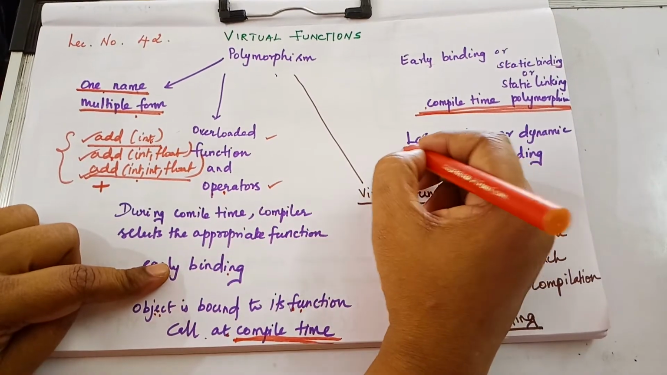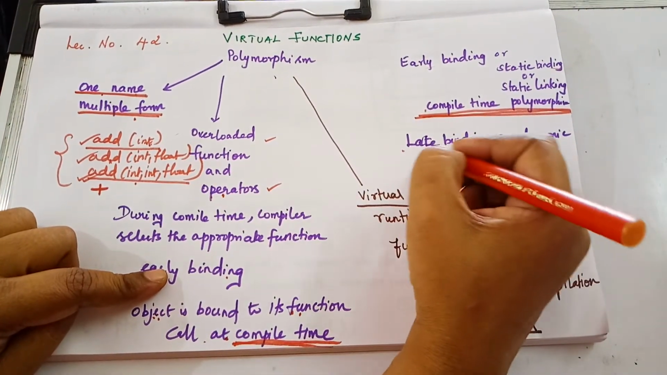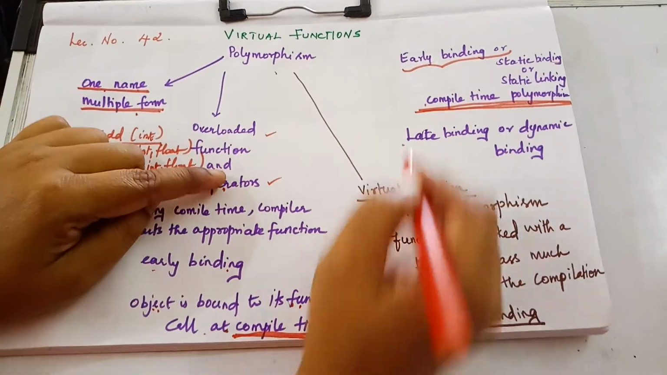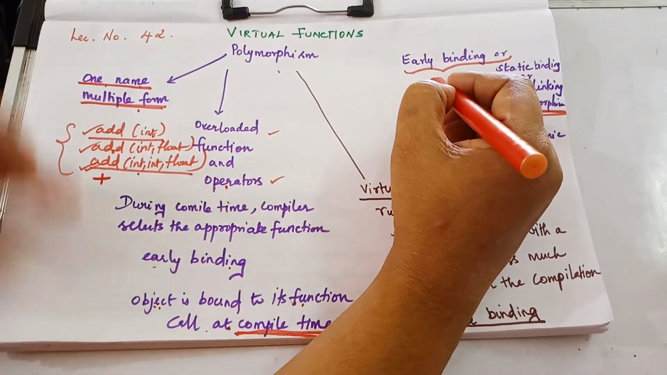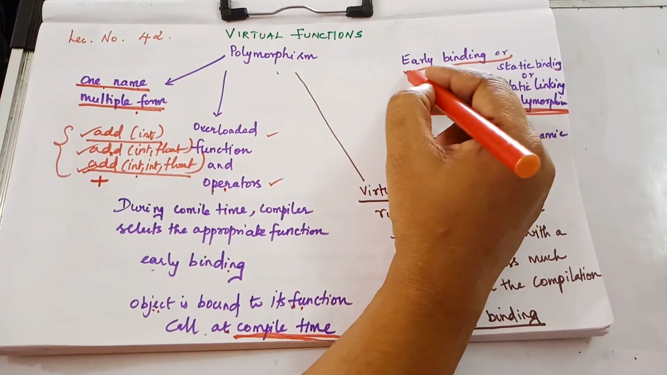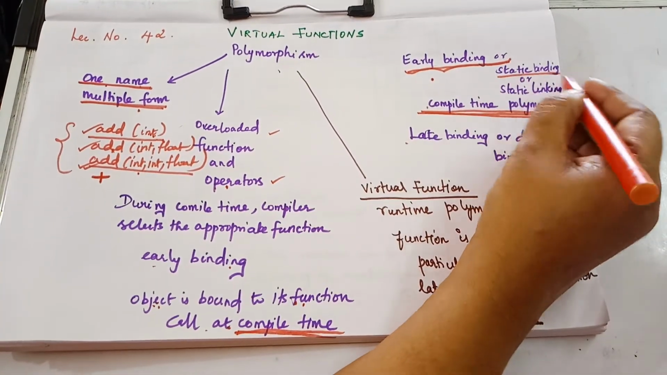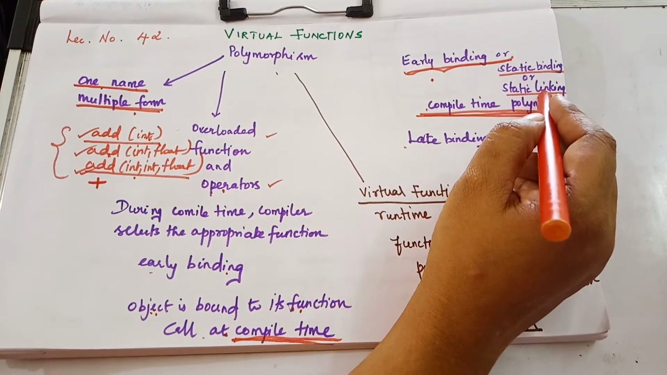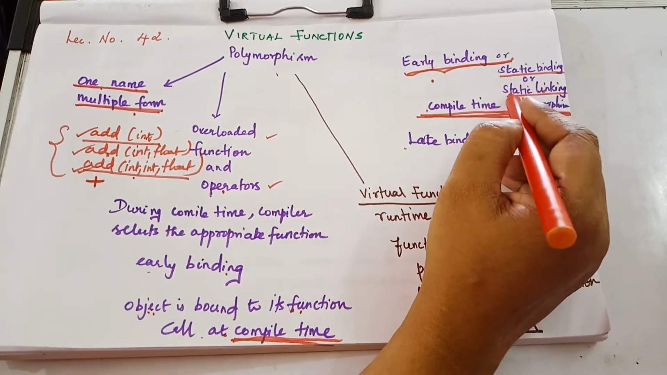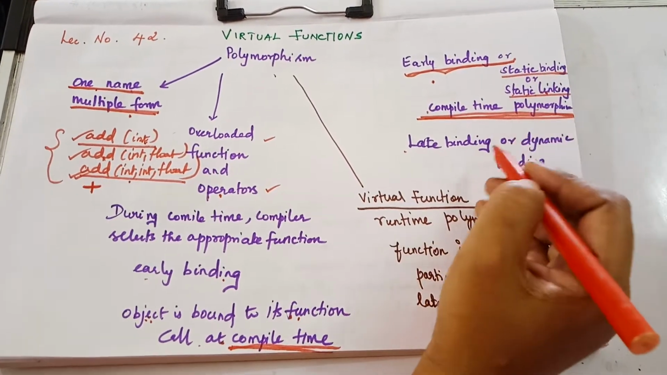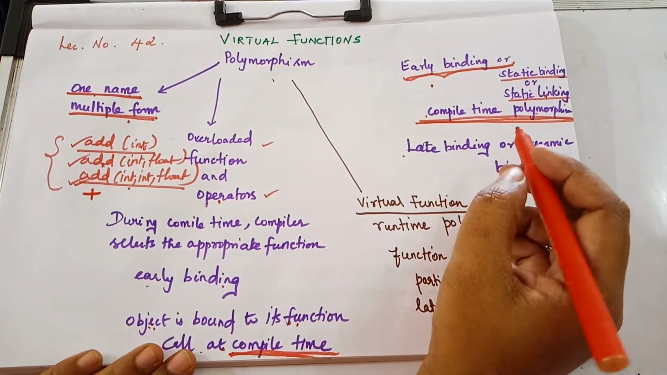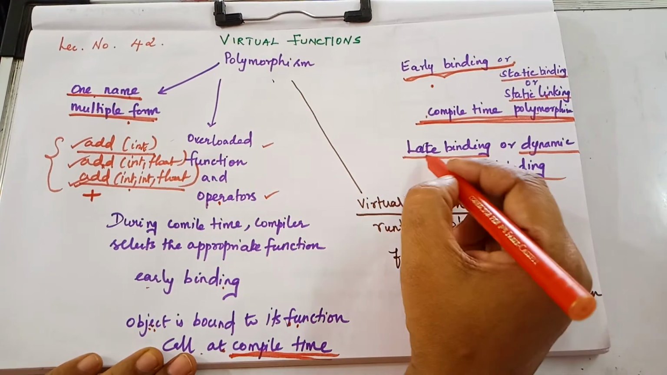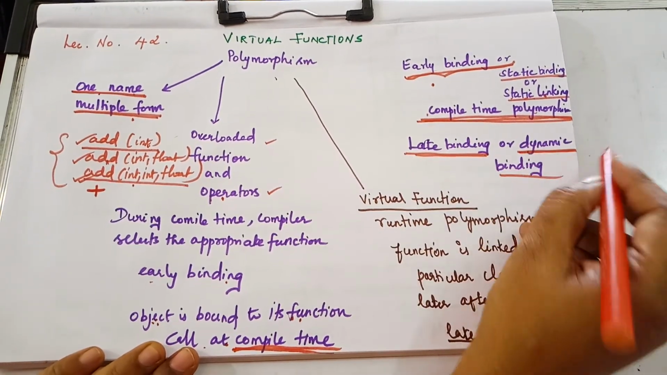This is called early binding. Early binding is nothing but invoking everything during the compilation time. That is early binding or static binding or static linking, linking the member function with the objects. That's why it is static linking or static binding. Another category is available, that is late binding or dynamic binding.